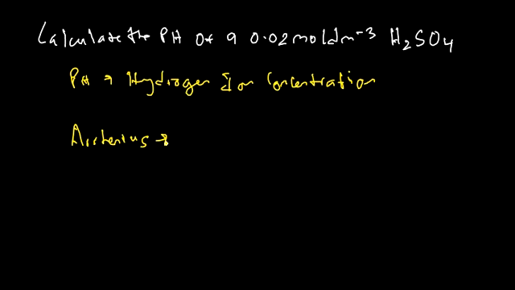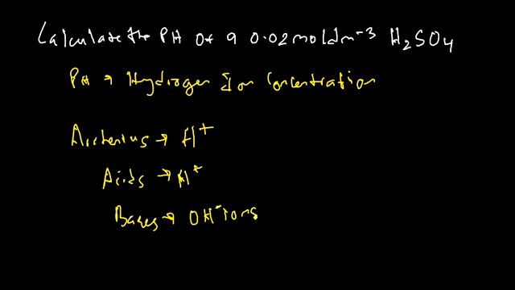Now, what does Arrhenius say? Arrhenius says that when an acid is dissolved in water, it must release H plus ions, and that forms the background for what we are going to be doing today. There is something very important we need to know. In acids, we have H plus ions. In bases, we have OH minus ions. That is when they are dissolved in water.